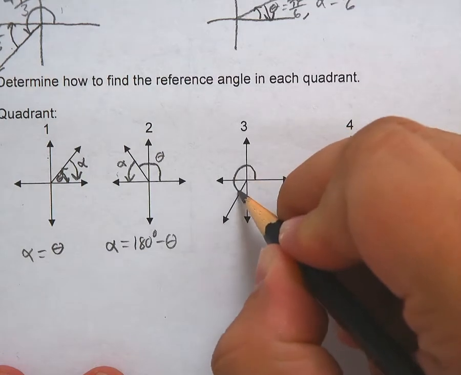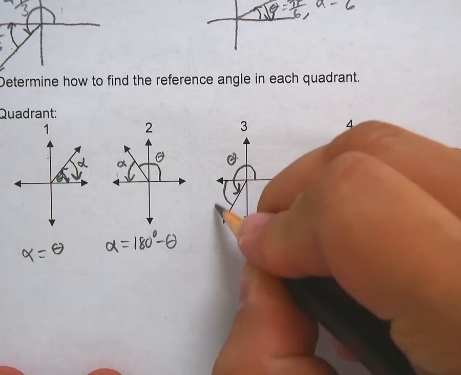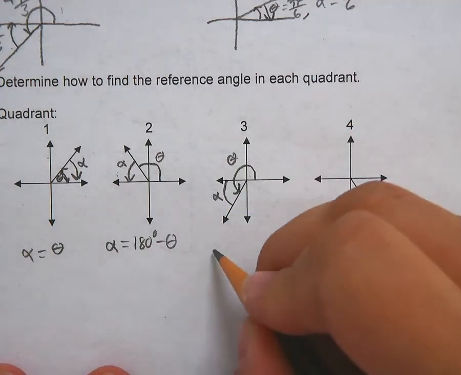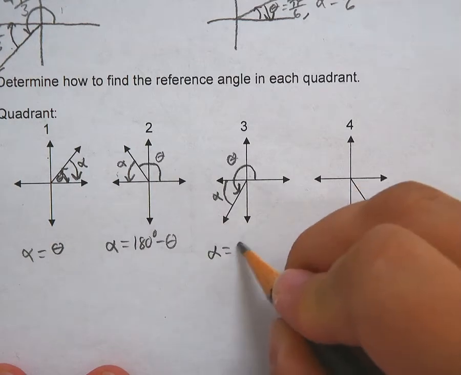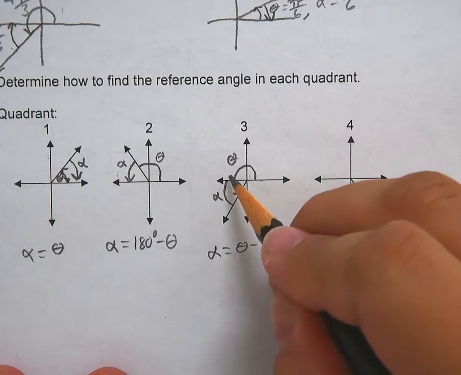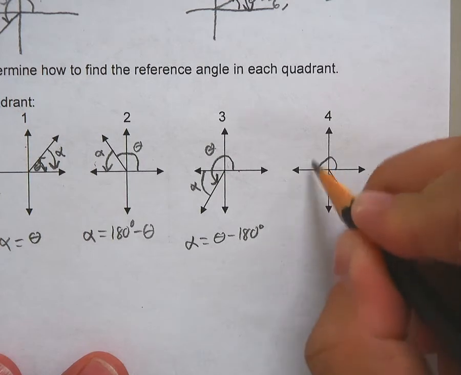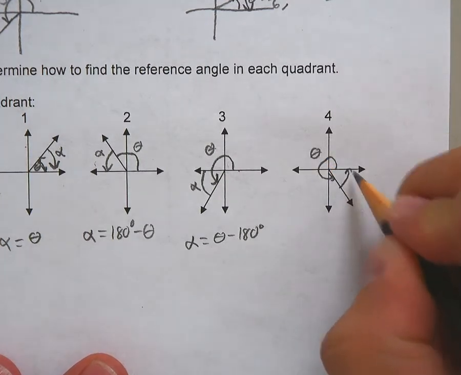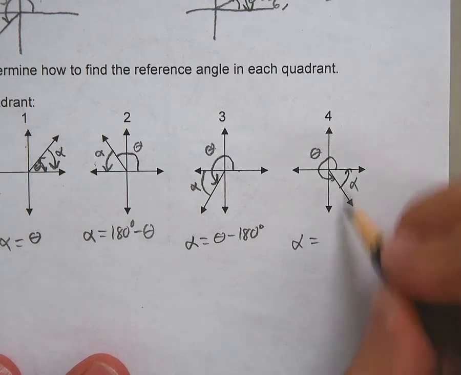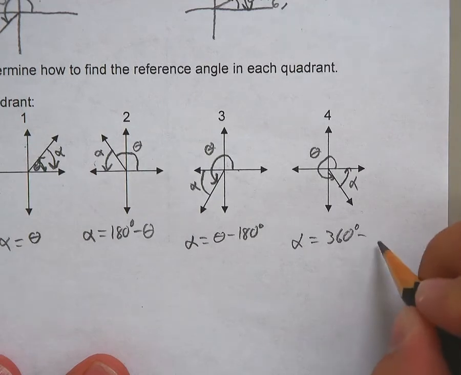3, quadrant 3, here's theta, here's alpha. Alpha is the shortest distance back to the x-axis, yes? So here alpha is going to be theta minus 180, because you're starting at theta and you have to go back to 180. And then 4, here's theta, here's alpha. Alpha is going to be 360 degrees minus theta.